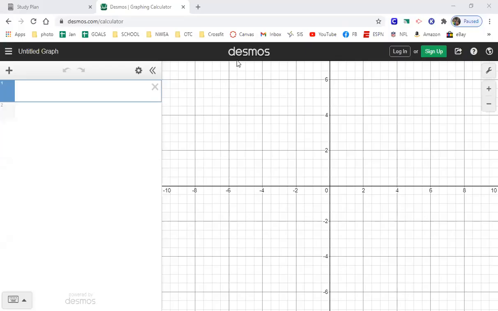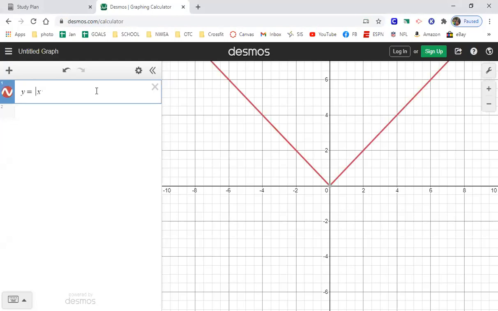If I go, this is Desmos. Hopefully you're seeing that. Again, DESMOS.com. It's a graphing calculator. And it'll graph anything. You can literally type in whatever function you want and it'll graph it. So this is your typical absolute value function.